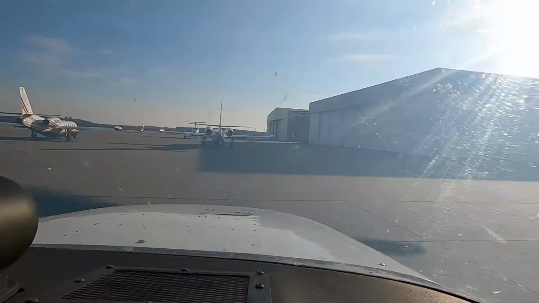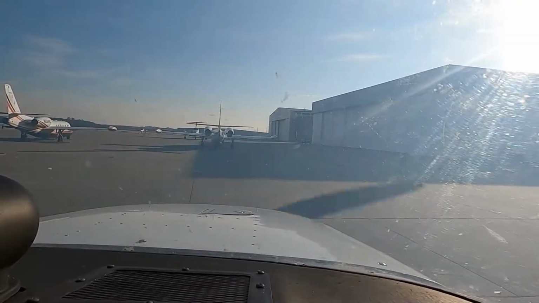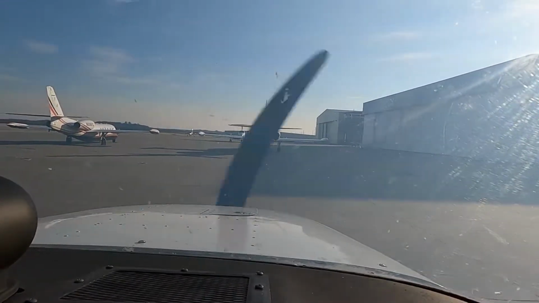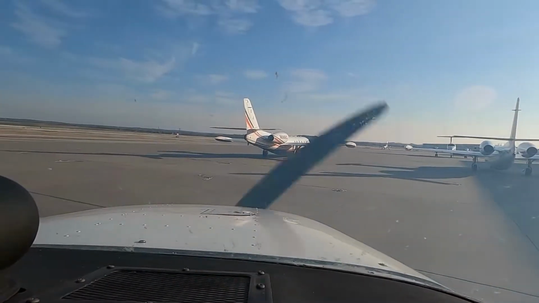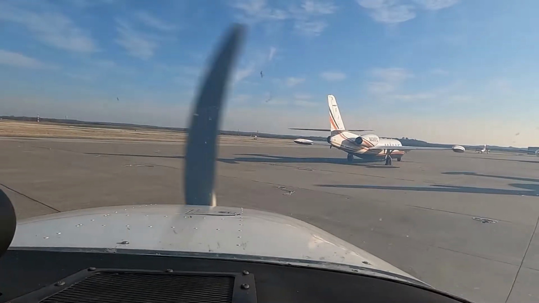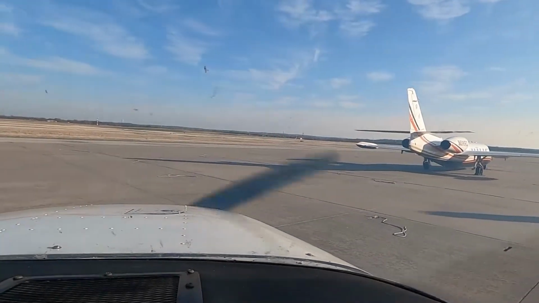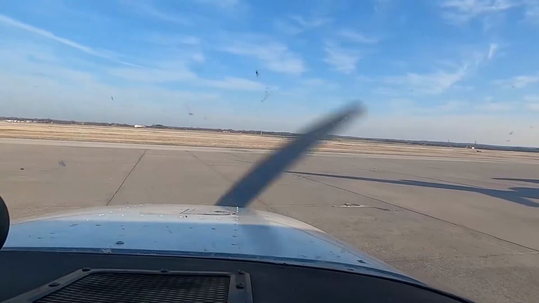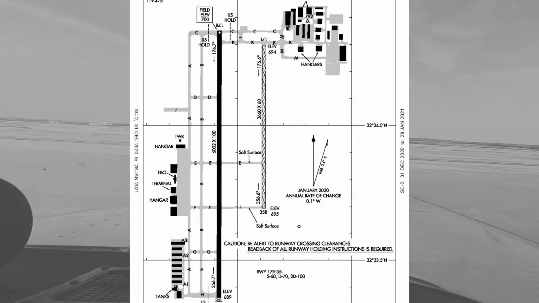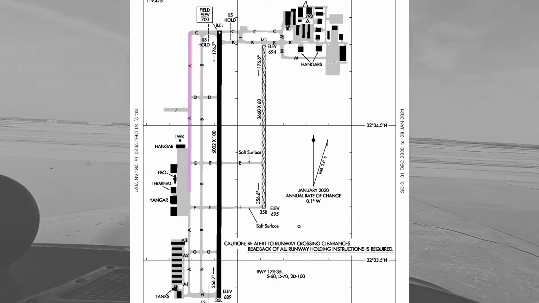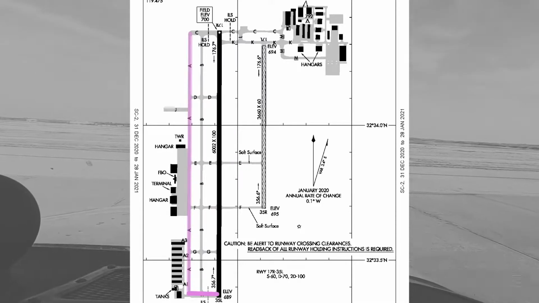Okay, so he said taxi to runway 35 left via Alpha and Hotel. So that's what we're going to do. Taxi to runway 35 left via Alpha and Hotel. So here's Alpha, and if you look at the airport diagram, this one is going to be Alpha, and this one's going to be Hotel.